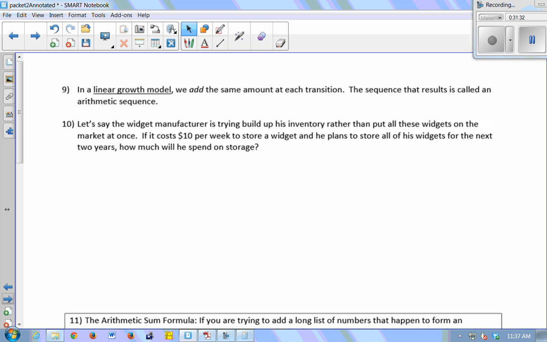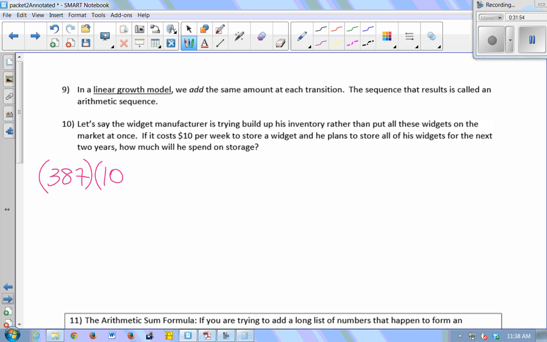How are we ever going to do this? This seems really difficult. Hire an accountant. I bet Excel would be really handy for figuring this problem out. But let's just write down what we're adding up. Maybe we won't add it up just now, but I have 387 widgets that I start with. They are going to get charged $10 per week for 104 weeks. So I multiply those together, and that's how much money I'm going to spend just on my initial inventory of widgets.